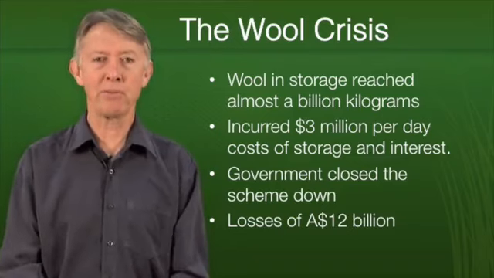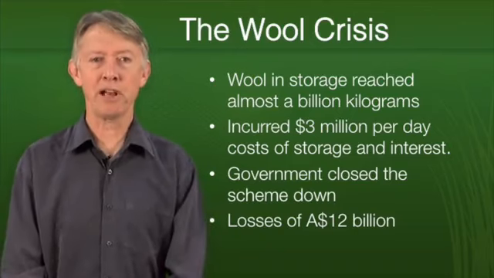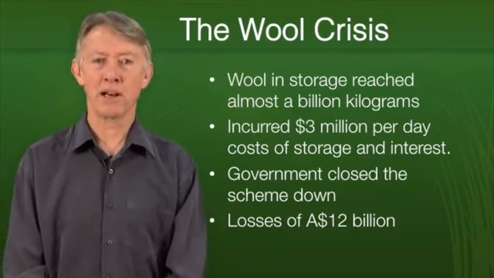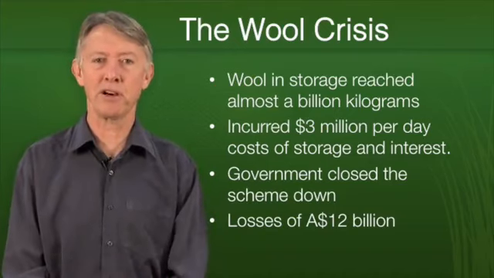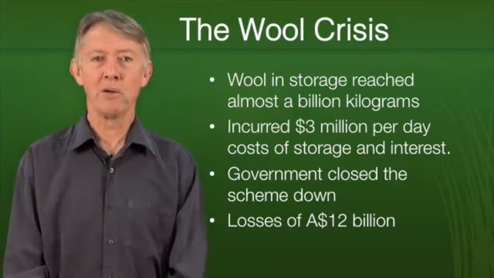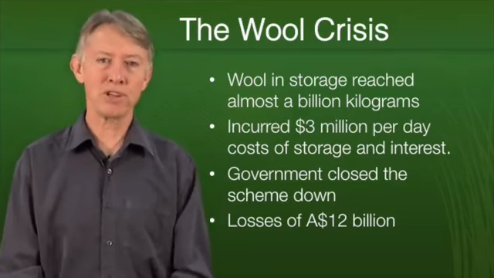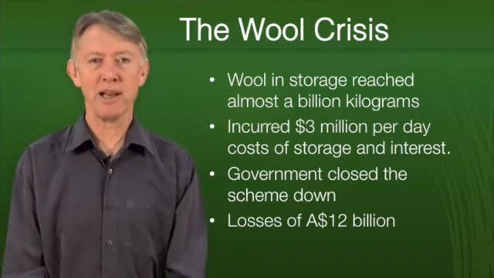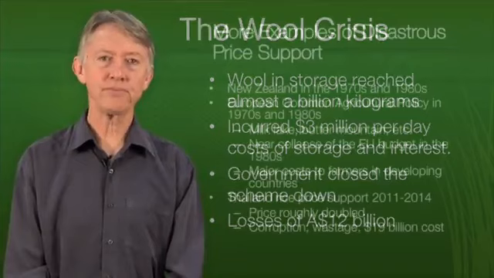The scheme was being run by an organisation that was intending to operate for the benefit of farmers, but clearly they were actually doing a lot of damage to farmers because of the stupid design of the policy. The losses that occurred as a result of the policy were estimated to be around $12 billion. And the losses were shared amongst farmers, taxpayers and wool processors around the world.